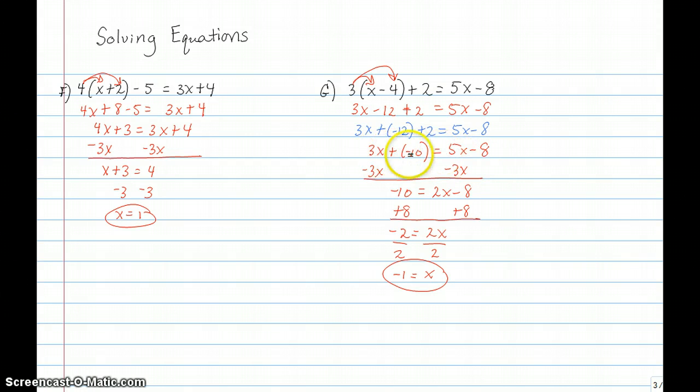Try to keep your coefficient with the x positive, so we're going to subtract 3x from both sides. 3x and negative 3x is nothing. You're left with negative 10. 5x and negative 3x is 2x. And then minus 8. Using the addition property of equality, add 8 to both sides. We're left with 2x equaling negative 2. Using the division property of equality, divide both sides by 2. Negative 2 divided by 2 is negative 1. 2x divided by 2 is x. You have correctly solved.